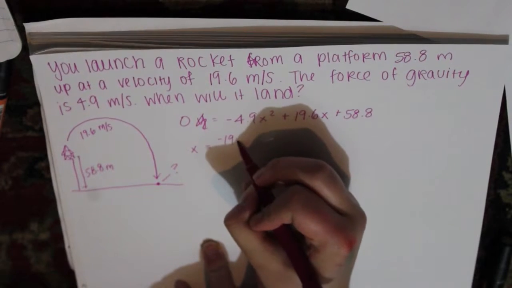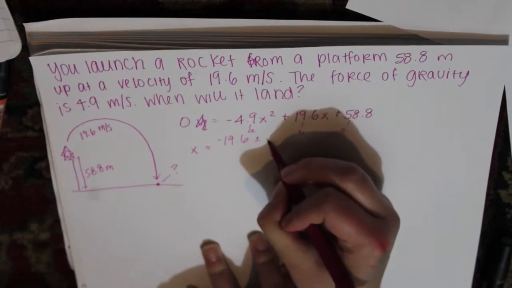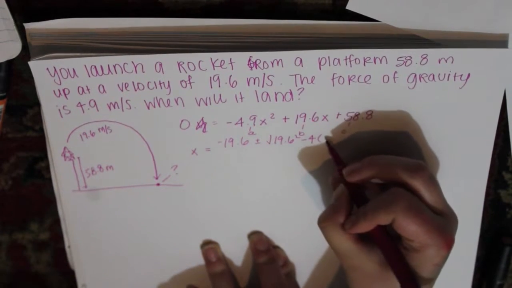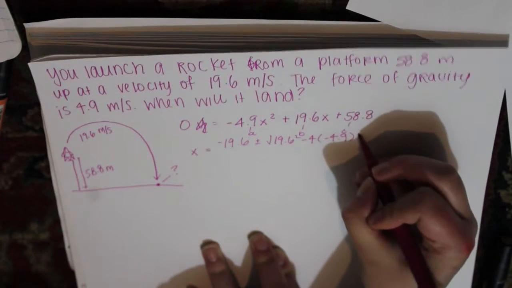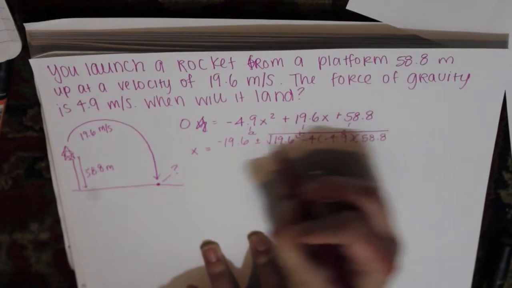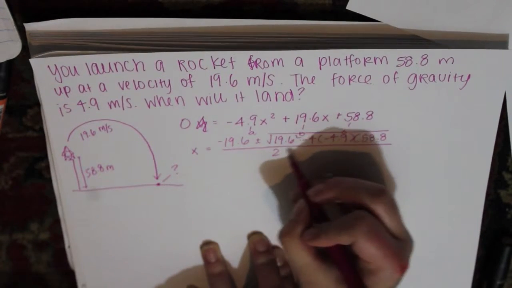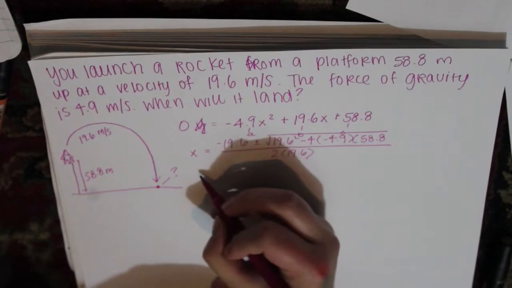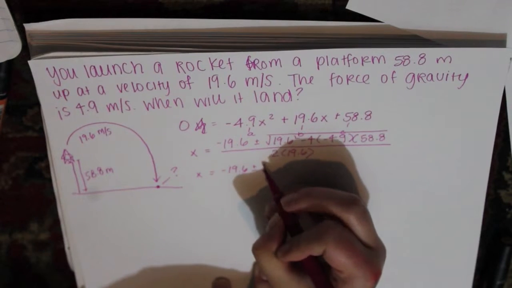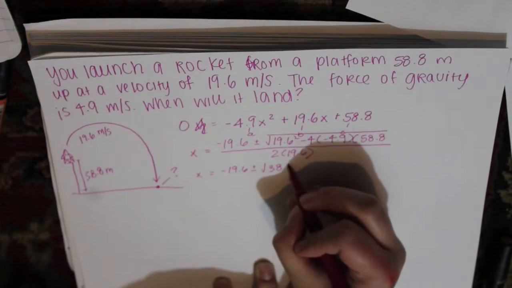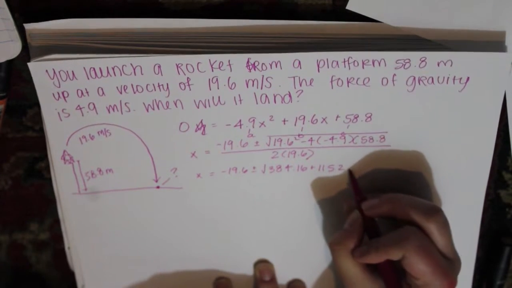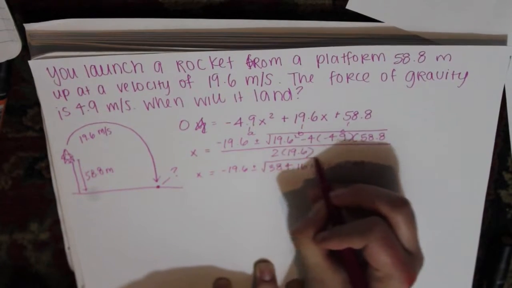X equals negative 19.6 plus or minus radical 19.6 squared minus 4 times negative 4.9 times 58.8, all over 2 times negative 4.9. And now we start solving. X equals negative 19.6 plus or minus radical 384.16 plus 1152.48 all over negative 9.8.